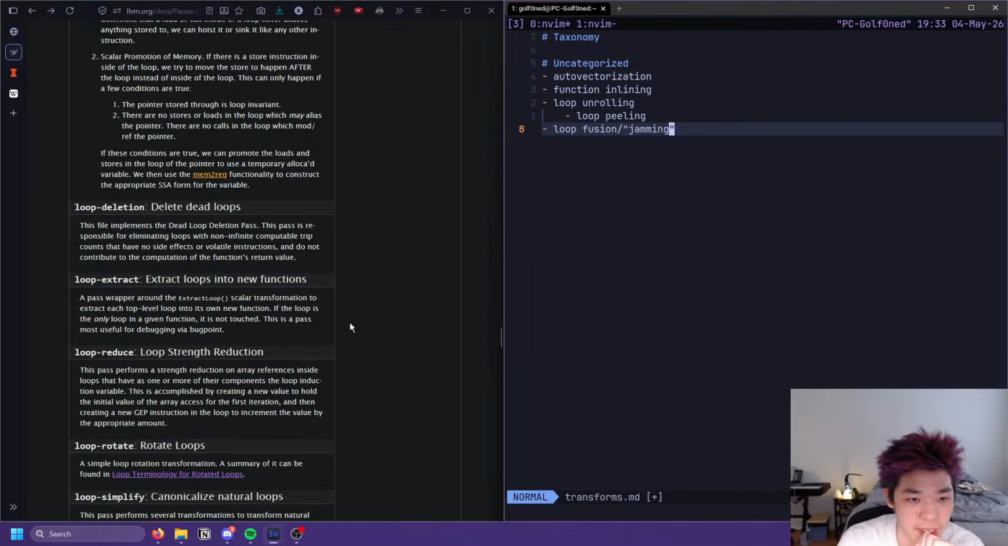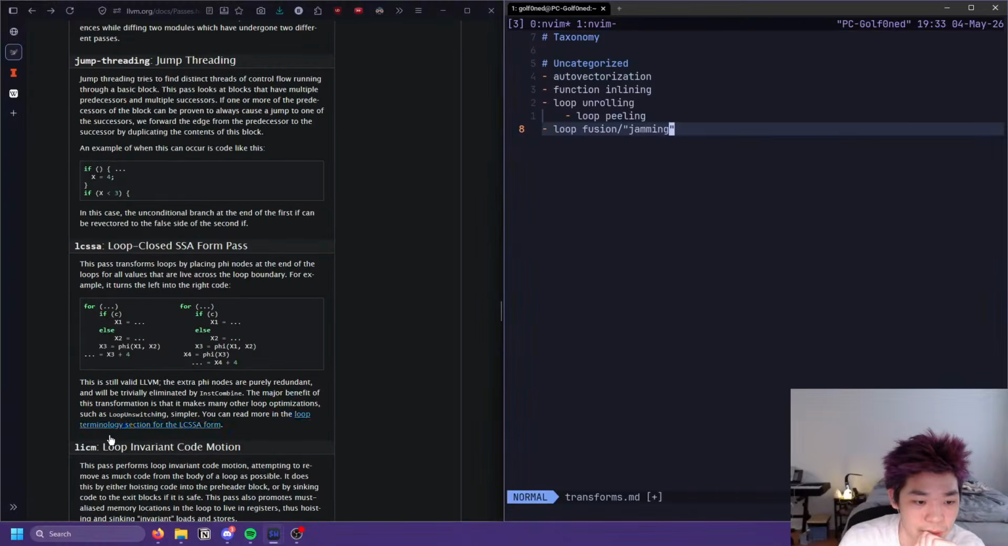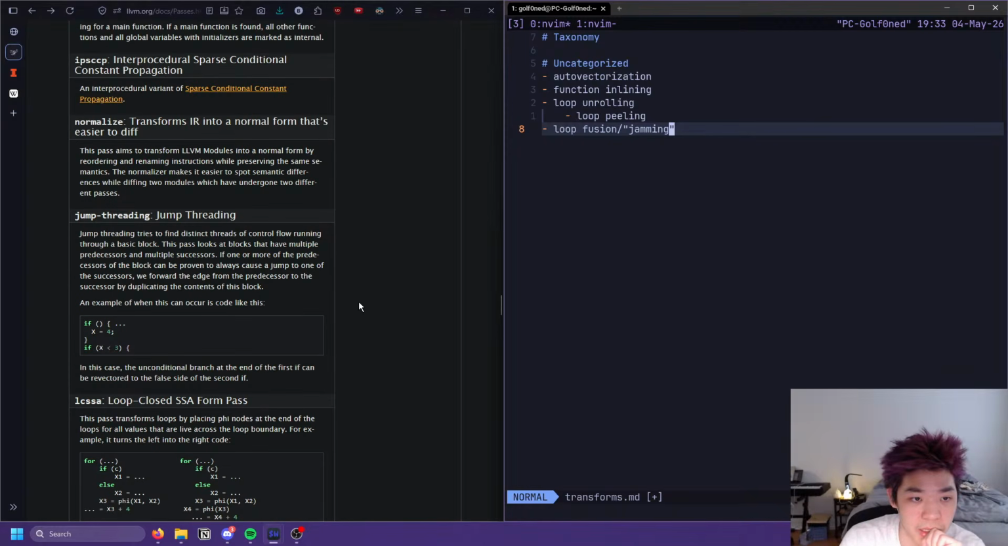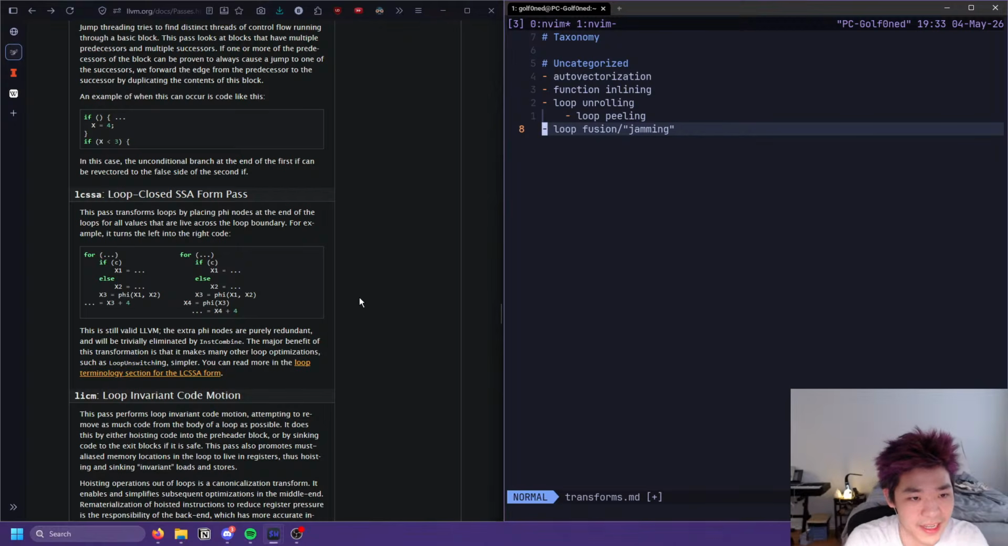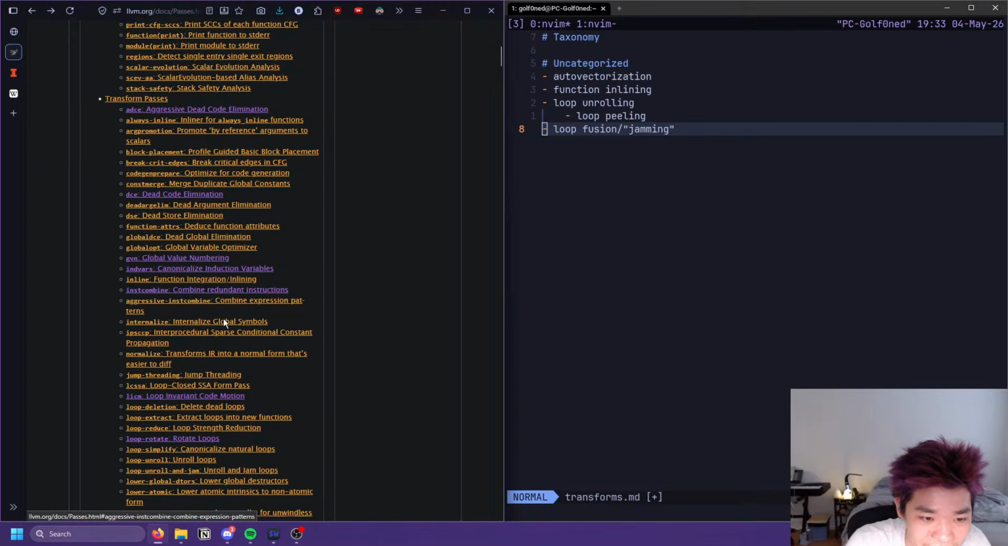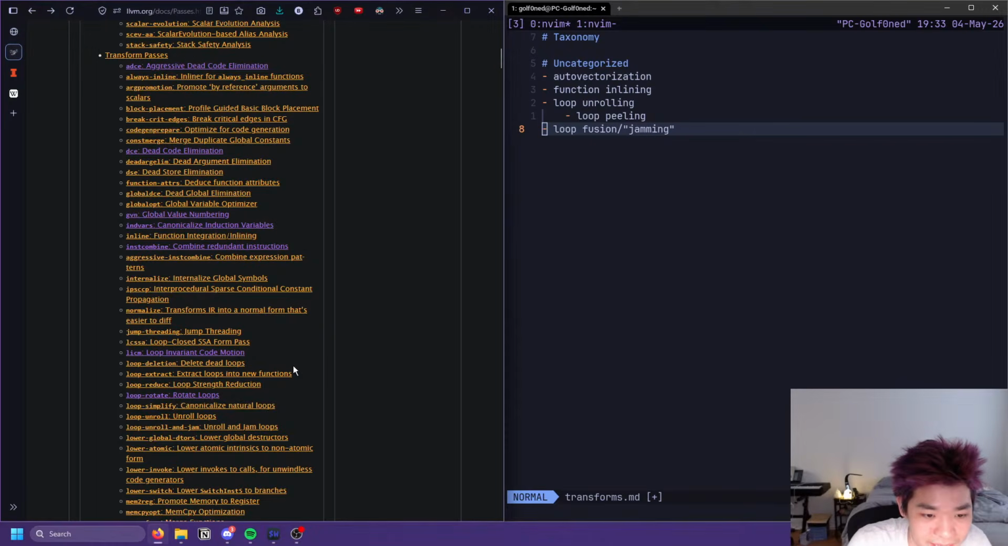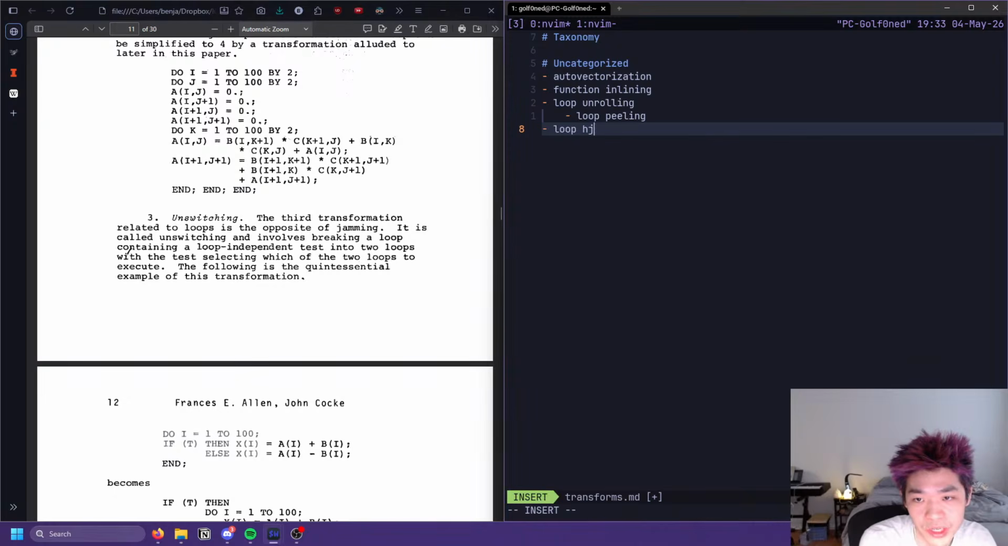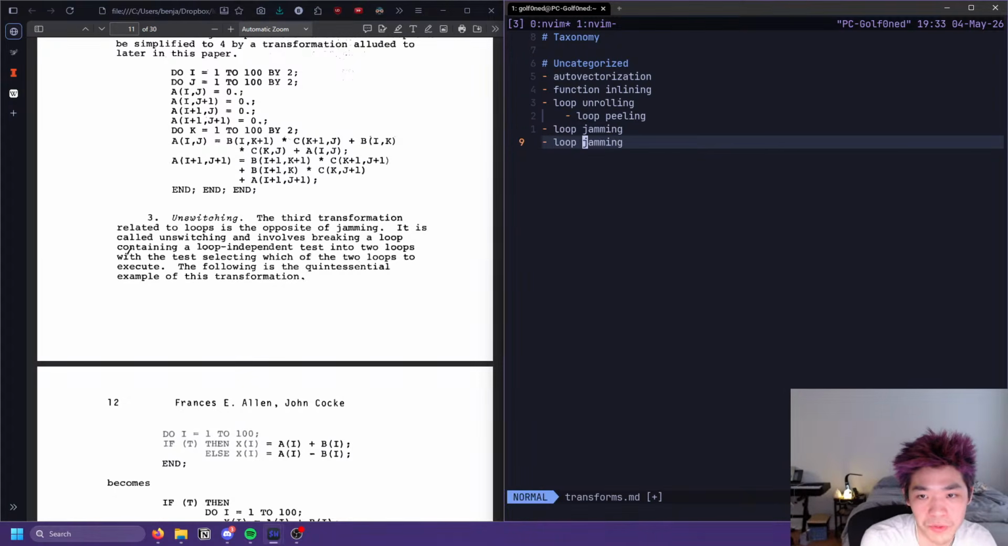Strength reduction, we'll worry about that later. Lickum, we'll worry about later. Okay, so then this doesn't, wait, this didn't answer my question. I swear there has to be a better name for it than just, I guess it is just jam. People really like jam. We'll call it loop jamming. And then we'll do loop unswitching. So we're breaking a loop containing a loop independent test into two loops. And then the test selects which of the loops to execute.